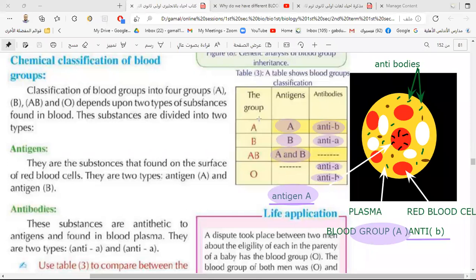The blood group A has antigen A and antibody B. The blood group B has antigen B and antibody A. The blood group AB has antigen A and antigen B and doesn't have any antibodies. The blood group O has no antigens and has antibody A and antibody B.